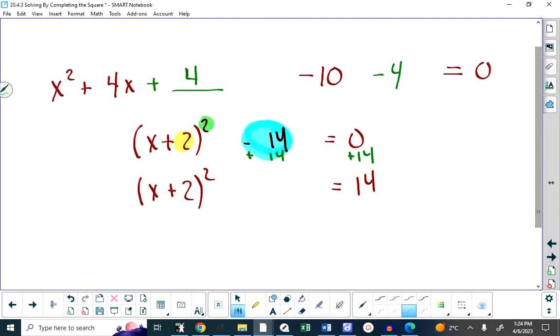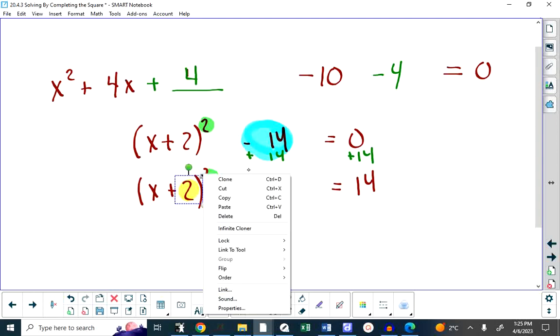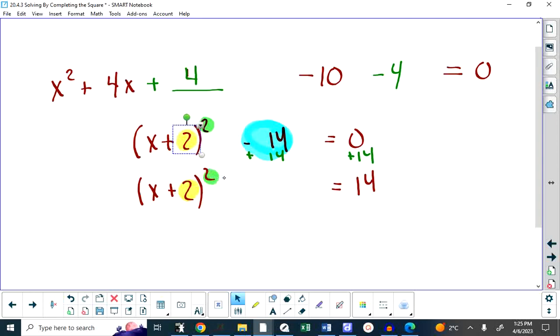That still leaves here, Nate, I'm going to stick with you. That still leaves the squared that we need to get rid of. Or if I can grab this. Yep, there it is. And the 2. Which are we going to get rid of now? The squared. And how are we going to do that? Square root it. So when I square root everything, I'm going to get x plus 2 equals root 14.